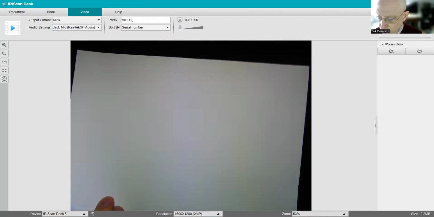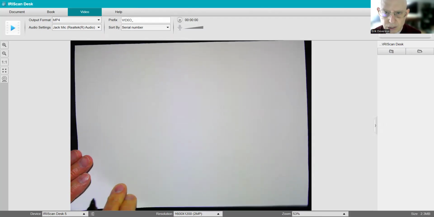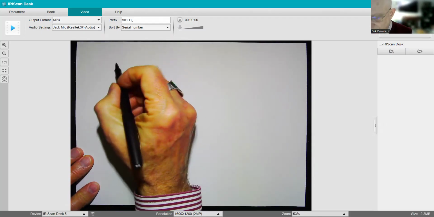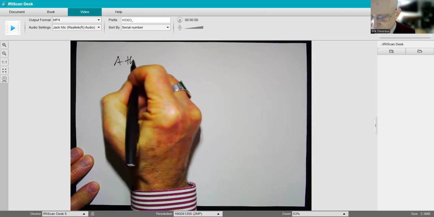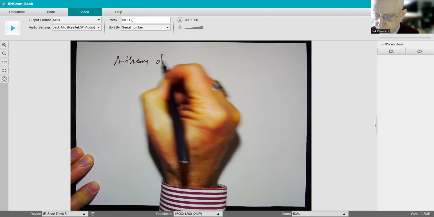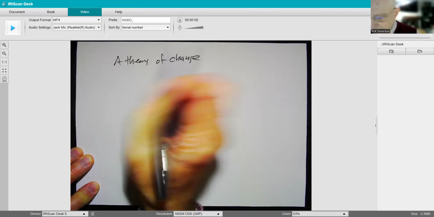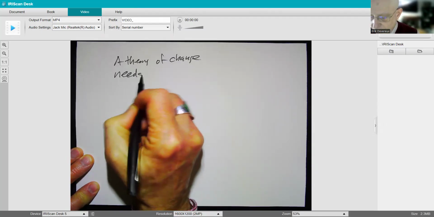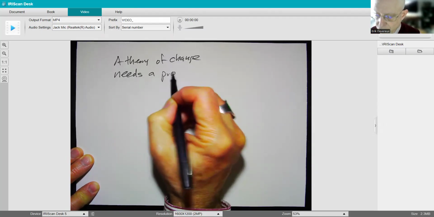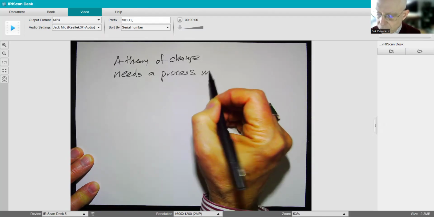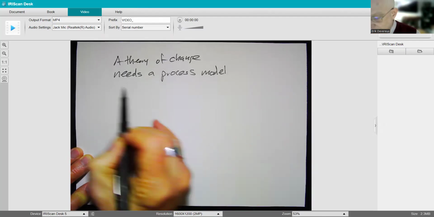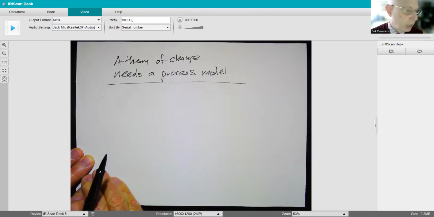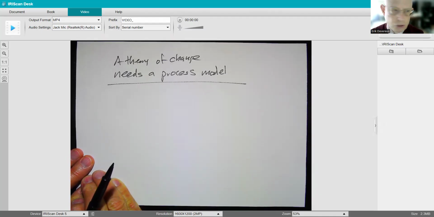Okay, so you need a process model. A theory of change needs a process model. You need to understand what is happening in the world before you can intervene. And you have to make that as specific as possible, okay? You need to know the why before you make an intervention to change and produce a different outcome, okay?